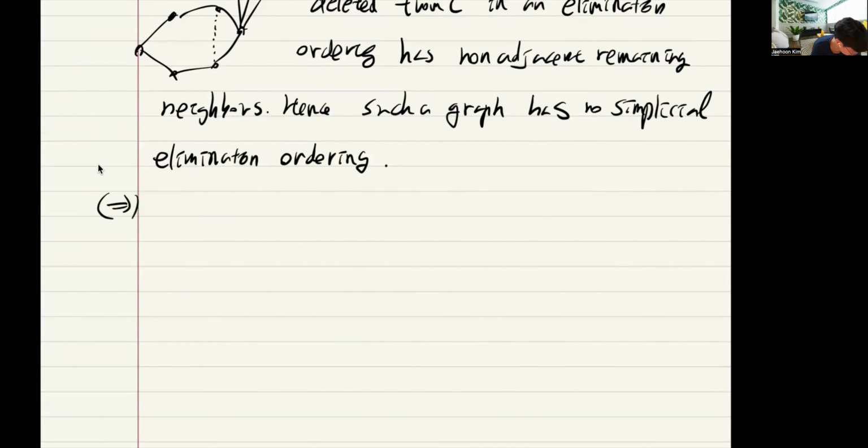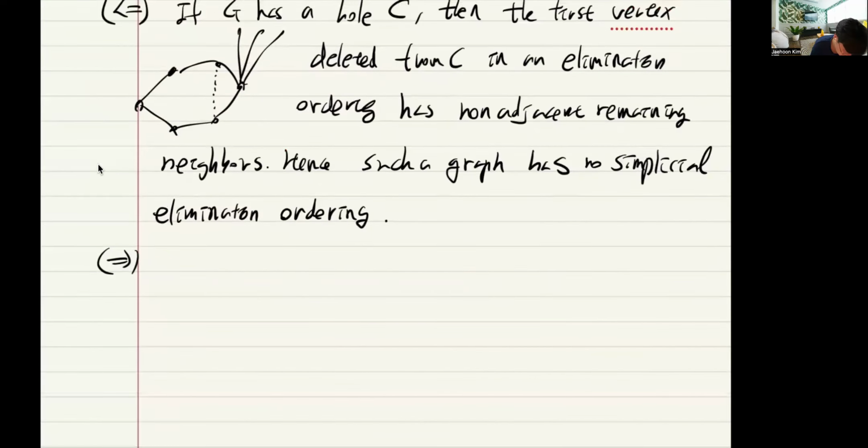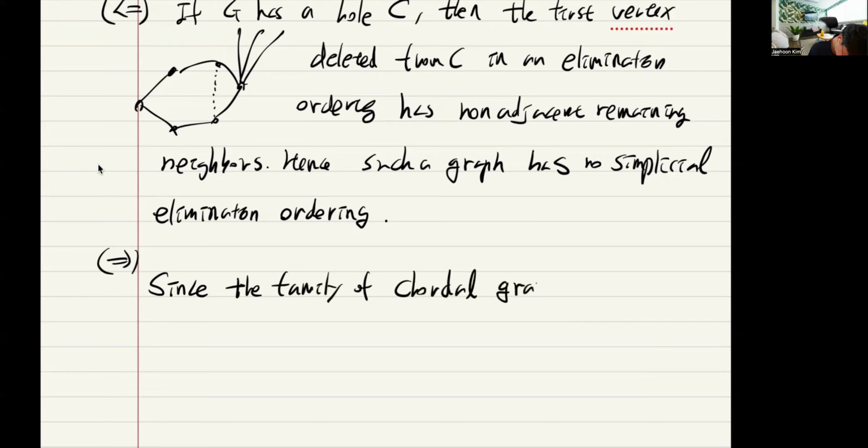Okay. So let's prove the other direction. If it is chordal, it has a simplicial elimination ordering. One thing we know is that chordal graphs are the graphs with no hole. So if you take an induced subgraph of a chordal graph, then that's also chordal, because your induced subgraph also cannot have an induced subgraph which is a hole. So the family of chordal graphs is hereditary.